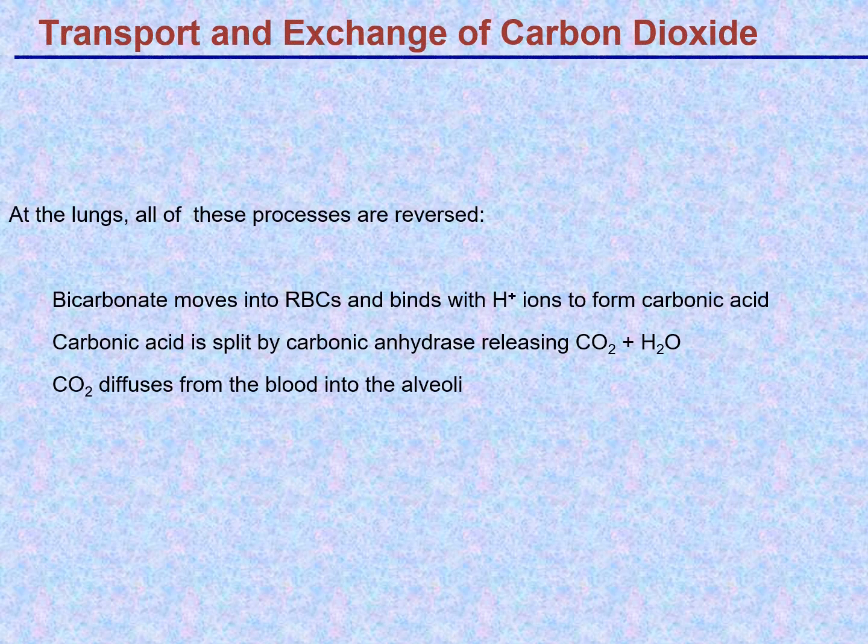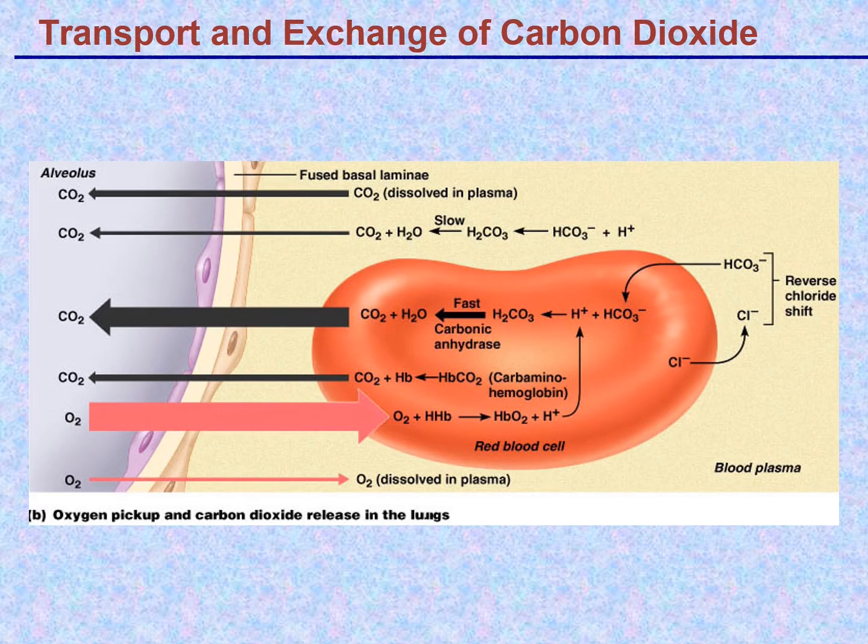Now, at the lungs, all the processes that I just described are acting in reverse. The bicarb moves from the plasma back into the red cells, binds with hydrogen ions, and goes to form carbonic acid spontaneously, and then that is acted on by the enzyme carbonic anhydrase to produce CO2 and H2O, and the CO2 diffuses out from the blood and goes into the alveoli. So the whole thing goes in reverse right here.